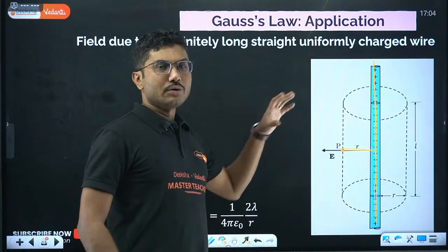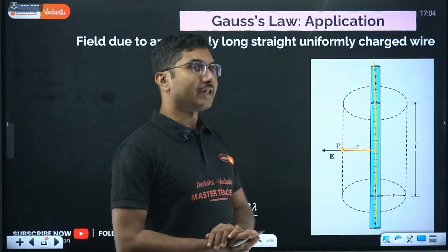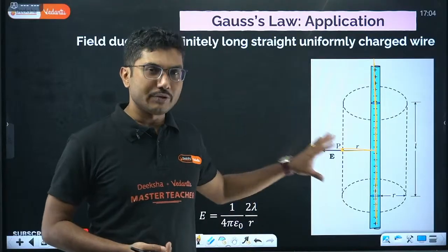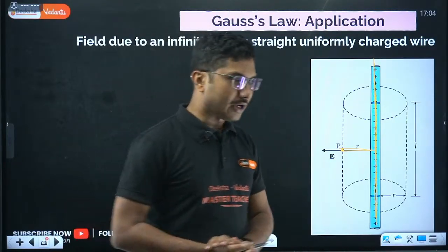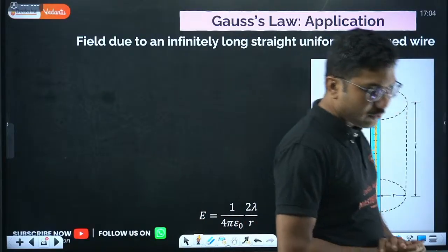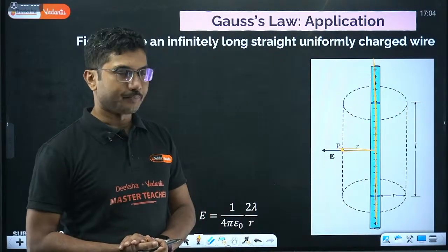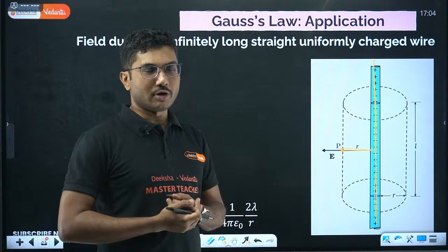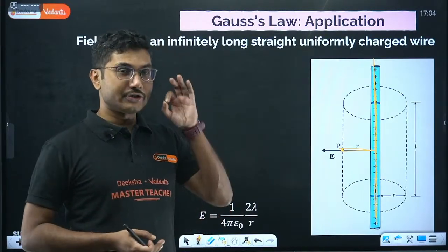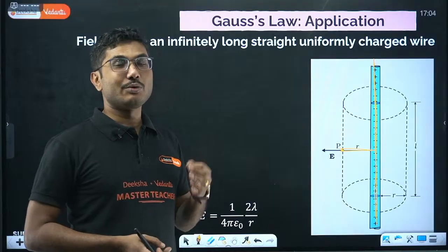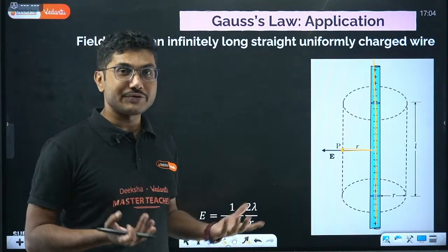So how to solve this problem? Whenever you are given a charged surface and asked to calculate the electric field, you have to apply Gauss's theorem. There is only one way to solve it: apply Gauss's theorem. And as we have studied, Gauss's theorem is easier to apply for which surfaces?